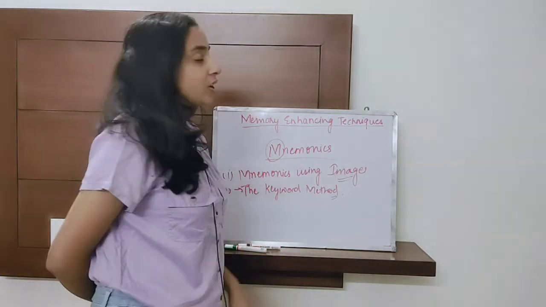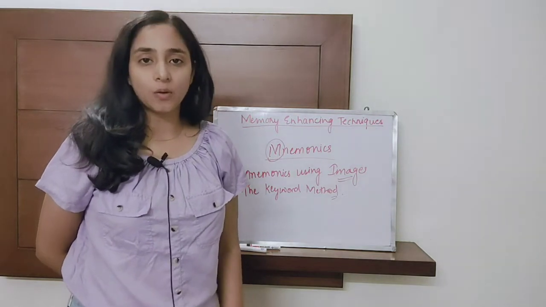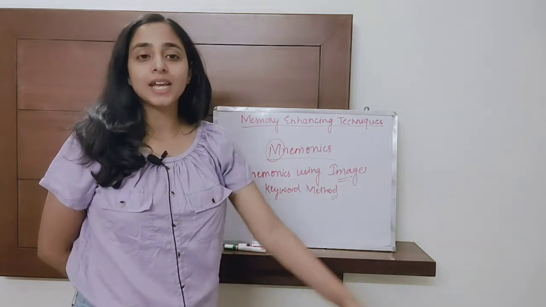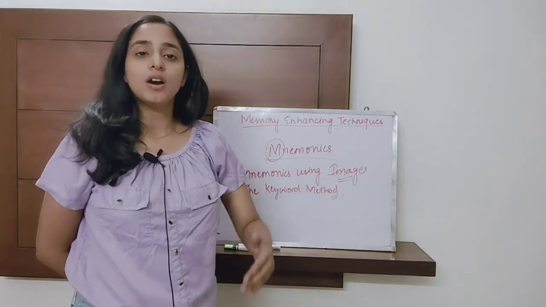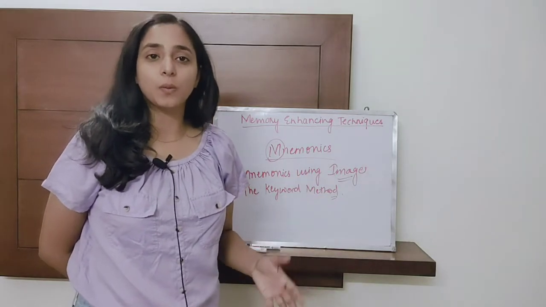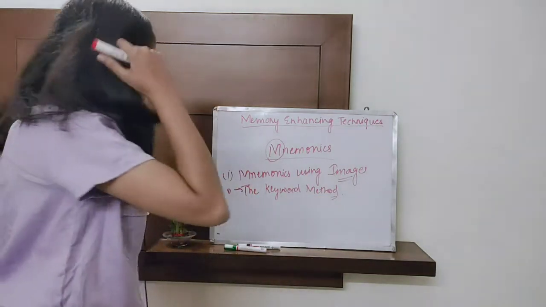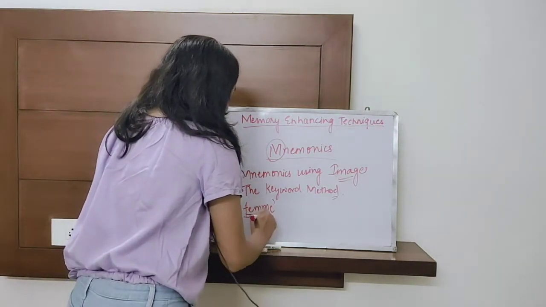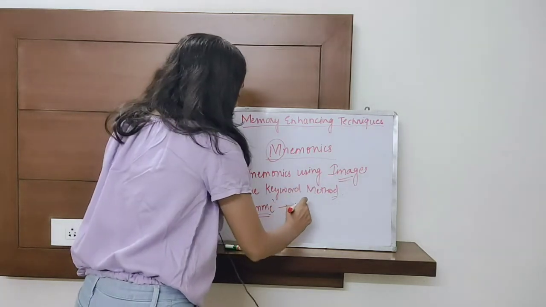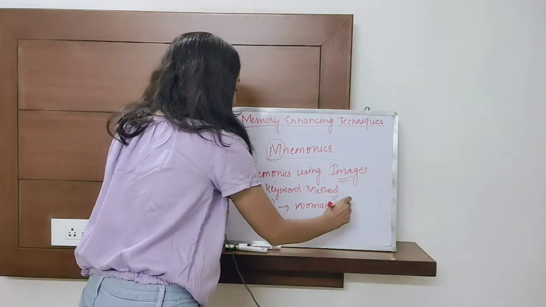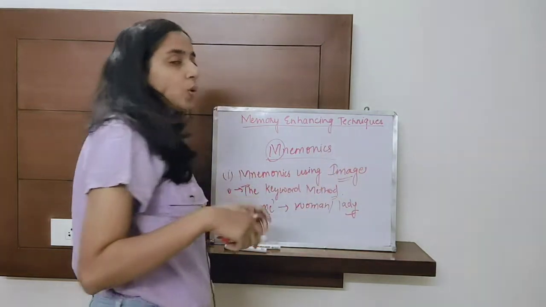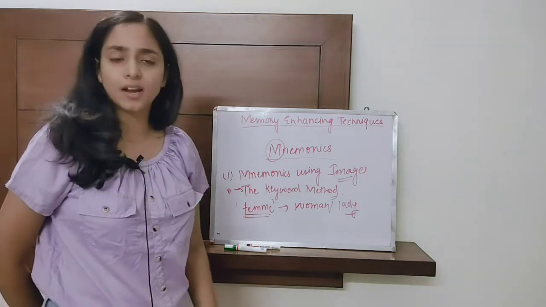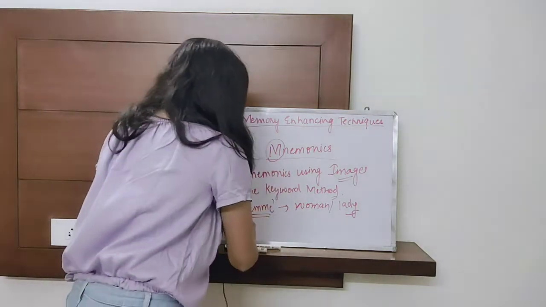Under the keyword method, let's assume that you are learning a foreign language, let's say French. Assuming that you know the English language, you can take the help of English to retain the memory of a foreign language, that is French. For example, you want to remember the meaning of the word femme in French. Femme in French means woman or lady. All you have to do is find the equivalent of this word in English. That is feminine.